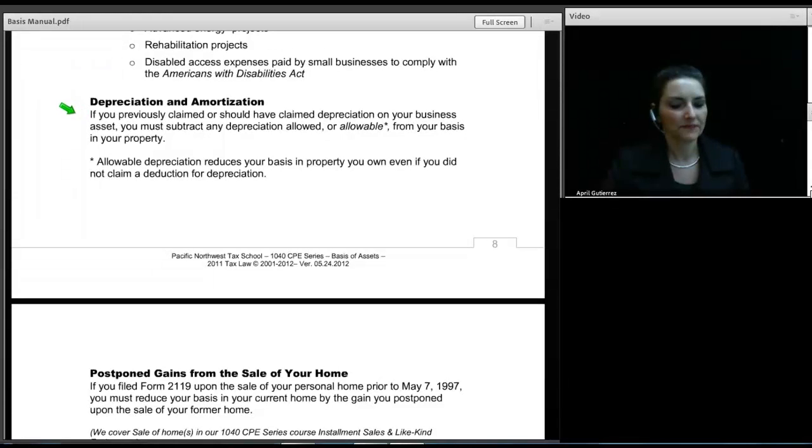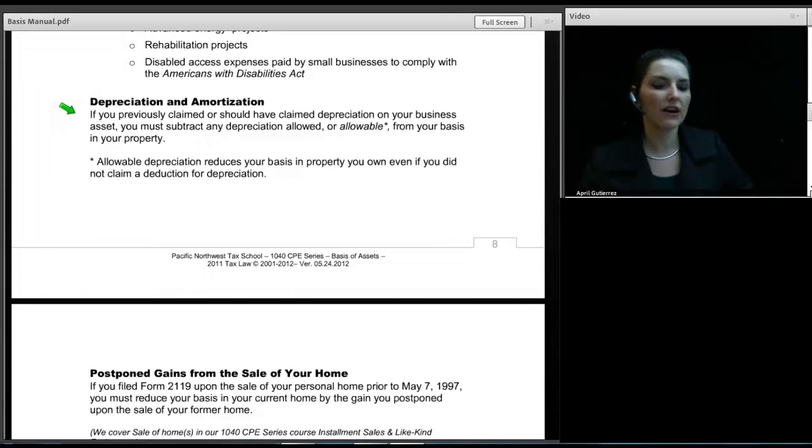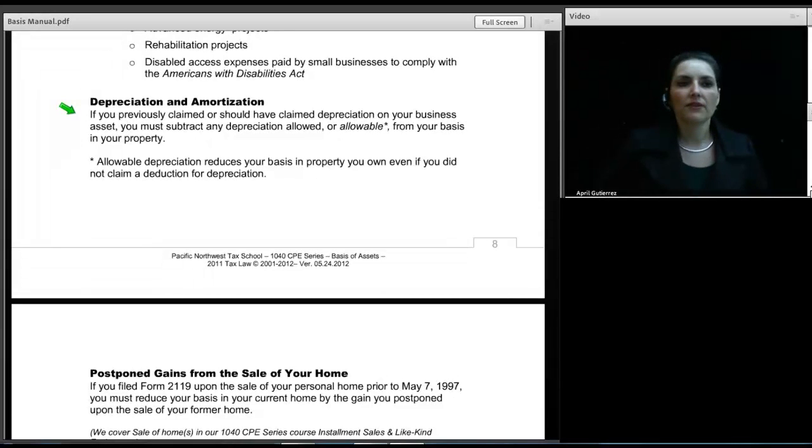Depreciation and amortization. If you previously claimed or should have claimed depreciation on your business asset, you must subtract any depreciation allowed or allowable from your basis in your property. Now, here's the thing about depreciation: a lot of tax preparers and tax clients alike seem to think that depreciation is, well, optional. I see enough tax returns over the years where the tax preparer did not claim any depreciation on a rental house, or the person's self-employed and they have assets in their business and there's no depreciation schedule. So the depreciation is something that the IRS says you have to take.